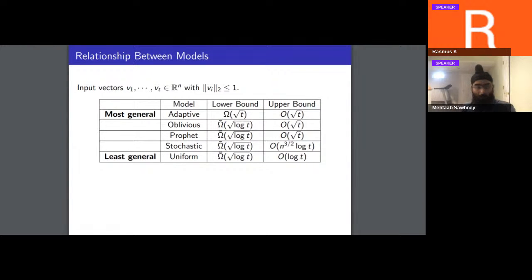there's only a lower bound of square root log t, which is exponentially better than what we're getting for the adaptive model. However, before our work, there was no such logarithmic bound known for the oblivious or the profit models. In particular, in the stochastic model, there was work of Bunsell.